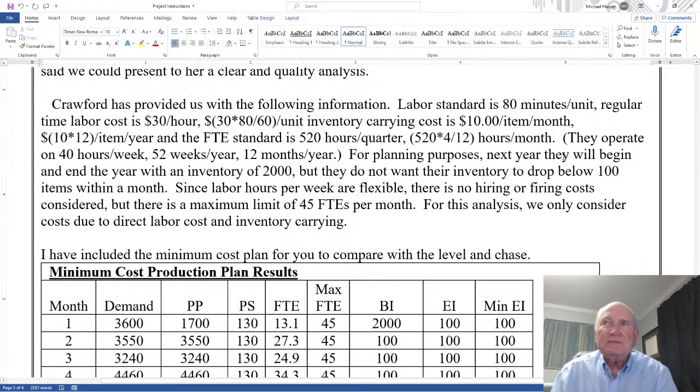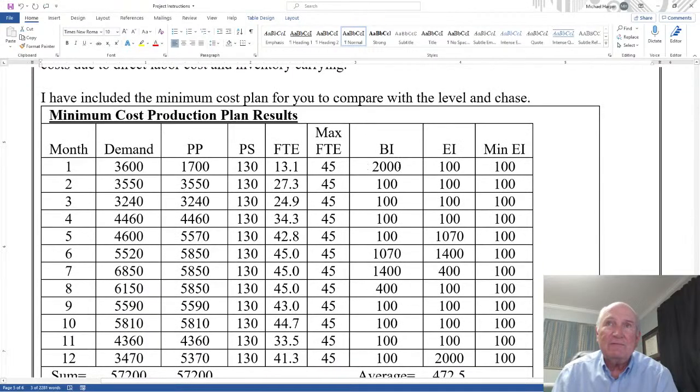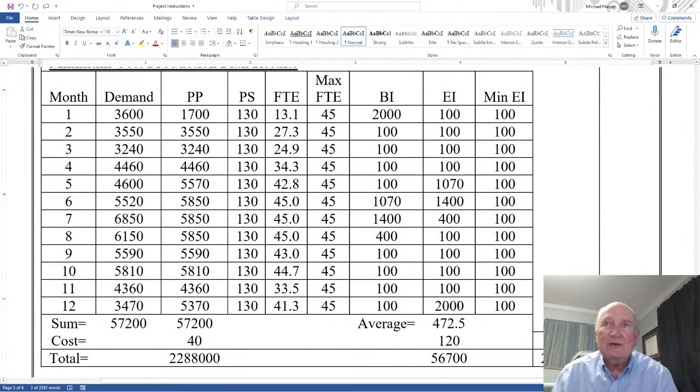For planning purposes, next year they will begin and end the year with 2,000. That's the beginning and ending inventory. So you did that here. Here's the beginning inventory, ending inventory, right here. 2,000, 2,000. Did that.